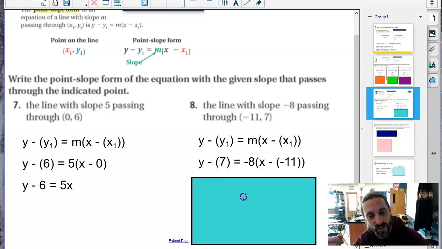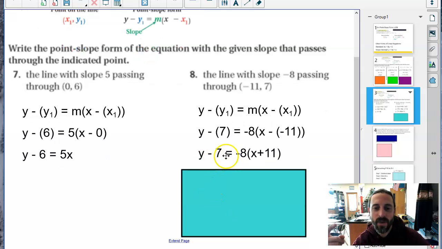Finally, you got to simplify it. So again, y minus 7 equals negative 8. And then x minus a negative 11 really means x plus 11. Again, feel free to pause for a minute. You need to get these examples down.